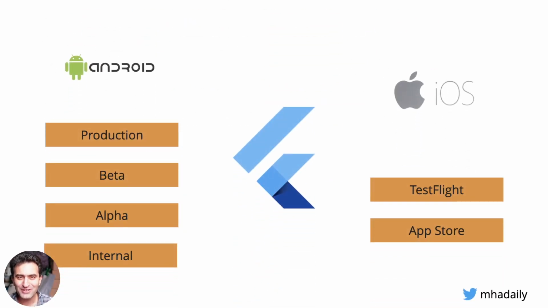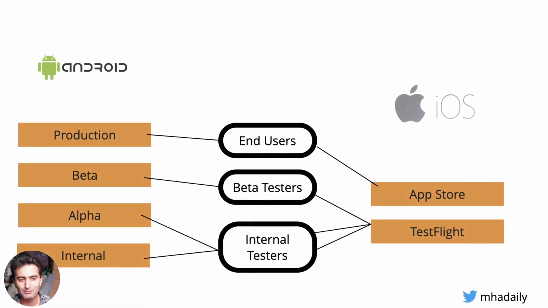That is also matching the Android and iOS tracks for deploying your application. Like in Android, you have a couple of tracks to deploy, and in iOS, you have for sure at least two, right? So you can always release to these tracks. You can say, for example, my end user always gets it from the App Store or production on Android, and the beta testers from TestFlight and beta tracks in this case.